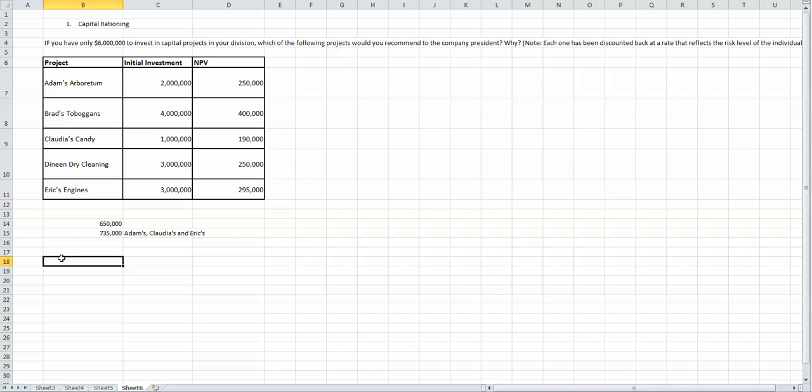Also, if we did not have any capital rationing, I would tell you that we would do all these projects because all of them have a positive NPV. However, our company, I guess, has a nice requirement of $6 million that we get to spend, so that's what we're going to budget for, and we are going to go forward with Adams, Claudia's, and Eric's that give us a total NPV of $735,000.